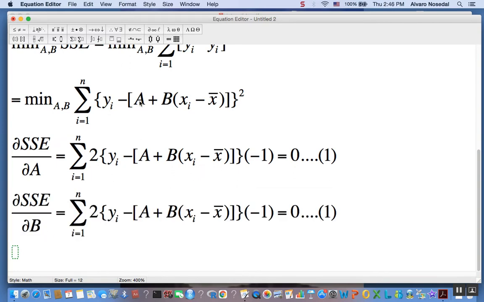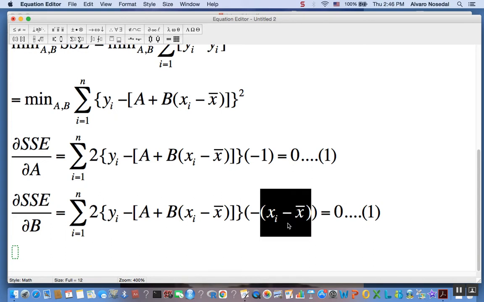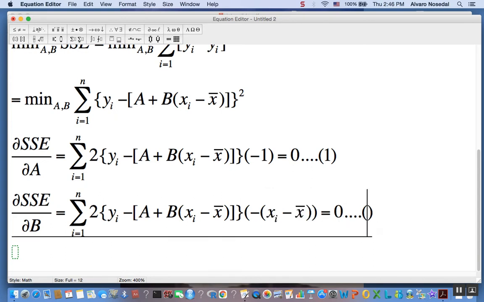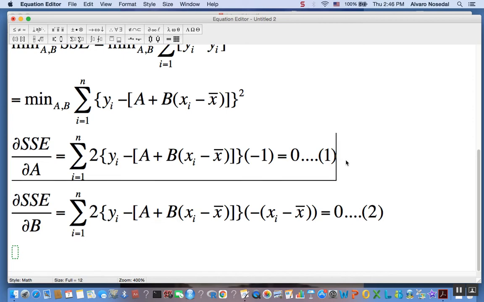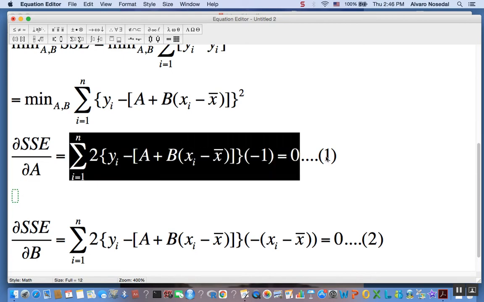So again, we have 2 times the derivative of a sum of derivatives, we're going to have 2 times the sum of these guys, then the derivative with respect to B, and in this case the derivative with respect to B is going to be minus xi minus x bar, right? Okay, and then we're going to be setting that equal to 0. Okay, we good? Okay, so just like we did before, we know that it's a good idea to simplify these equations before we solve them.